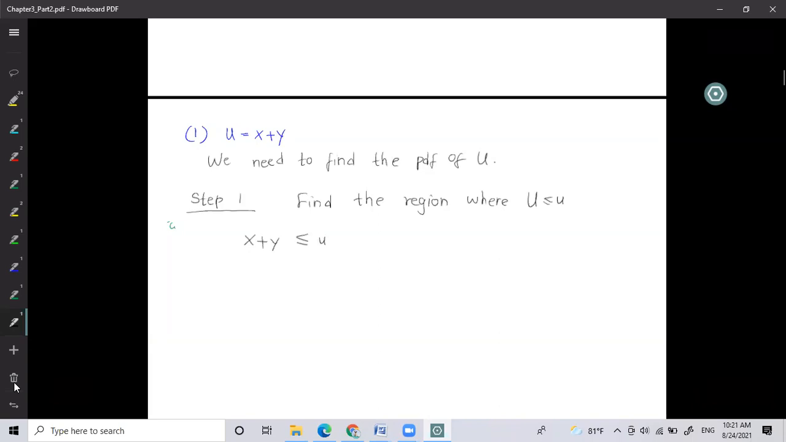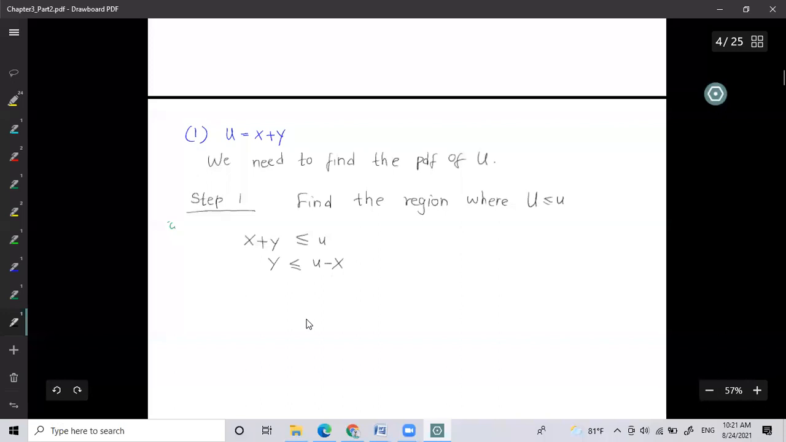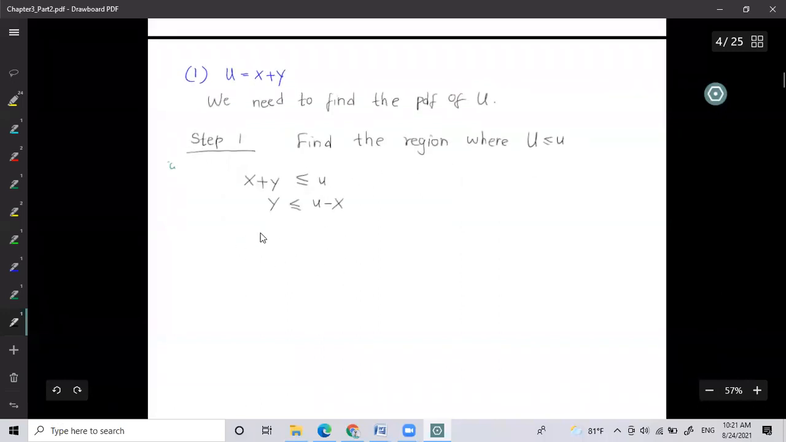Now in this case, we are going to do these steps, integrations and differentiations, with respect to Y. So if you isolate Y, this becomes u minus X. So Y is less than or equal to u minus X. If you think about the inequality, now change this to the equal value. How do you write the equal? That will be Y equals u minus X.